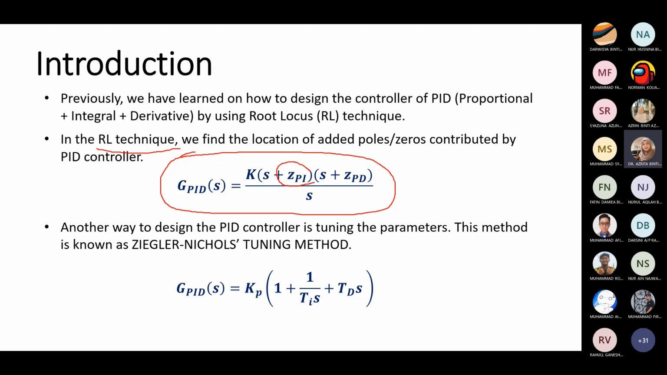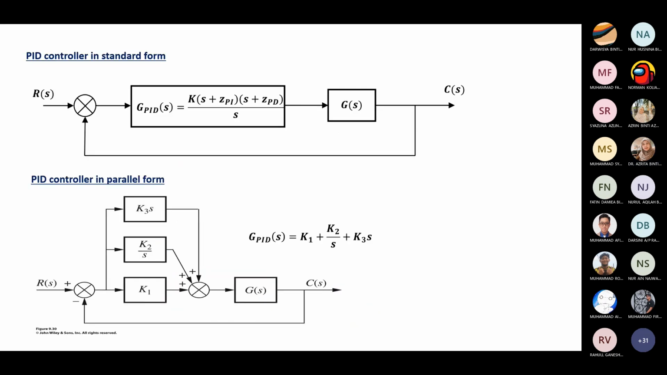Actually, there are other ways to design the PID controller. The method that we will learn today is the Ziegler-Nichols tuning method, and the transfer function for the Ziegler-Nichols tuning method is given by this equation: Kp in the bracket, 1 plus 1 over TI S plus TD S, close the bracket. So this is the general formula for the PID controller using the Ziegler-Nichols technique.